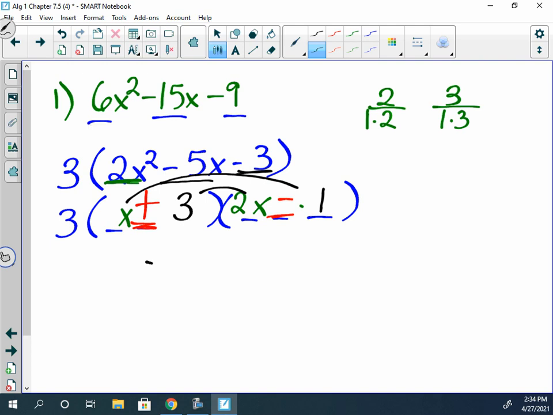x times negative 1 is negative x. 3 times 2x is going to be plus 6x. And 6x minus 1x is 5x. Is that what we wanted? Well, close. It has to be negative. We got the right number, but the wrong sign, yes? Whenever we get the correct number but the wrong sign, we've switched the signs.